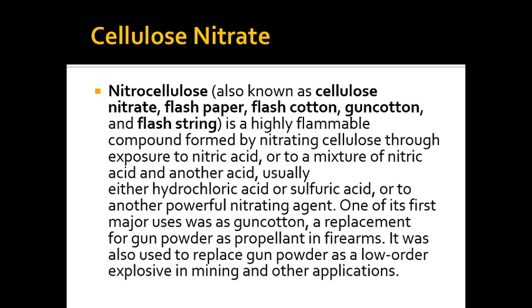Nitrocellulose, also known as cellulose nitrate, flash paper, flash cotton, gun cotton, and flash string, is a highly flammable compound formed by nitrating cellulose through exposure to nitric acid or a mixture of nitric acid and another acid, usually either hydrochloric or sulfuric, or another powerful nitrating agent. One of its first major uses was as gun cotton, a replacement for gunpowder as propellant in firearms. It was also used to replace gunpowder as a lower order explosive in mining and other applications.